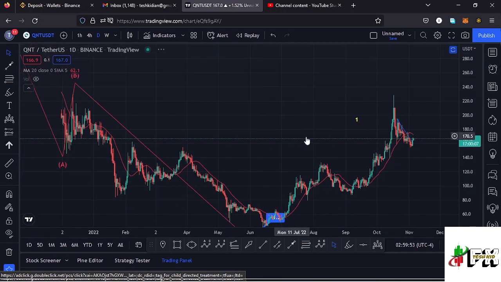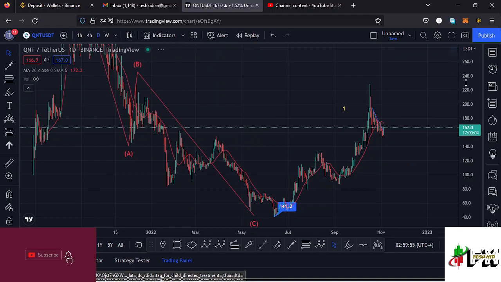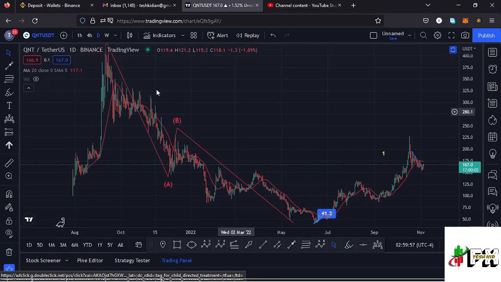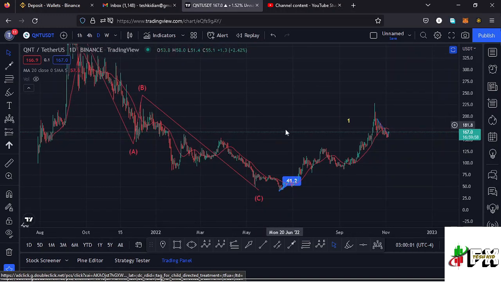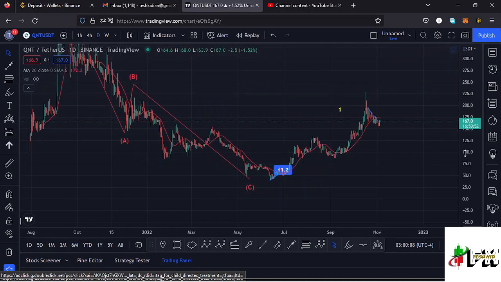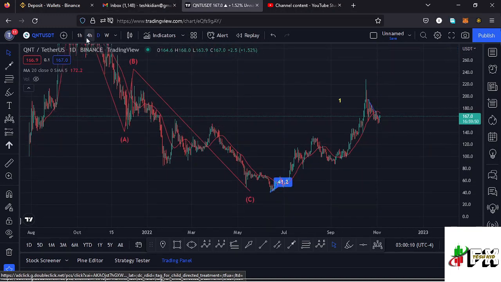Starting my analysis here on the daily chart, we have been seeing lower prices from the all-time high in this massive ABC corrective movement, which has now taken us back to around the $41.2 mark. After seeing that low, we have been seeing a very nice bounce to the upper side, which has been obeying the Elliott wave structures.